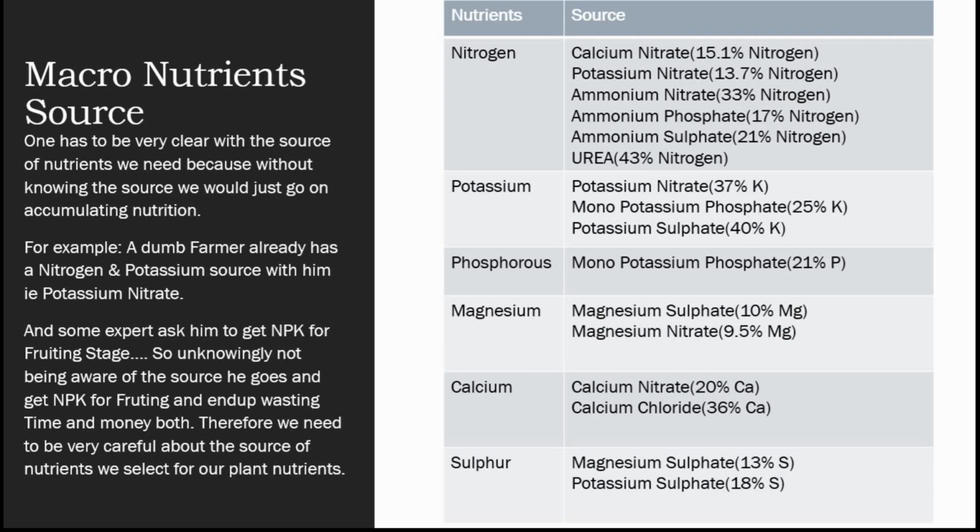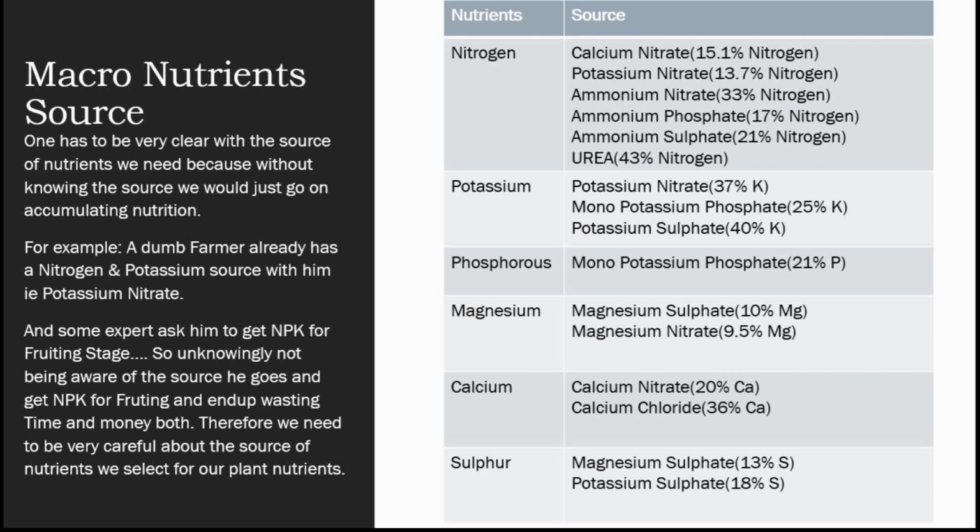Next comes potassium. Its sources are potassium nitrate, which has 37% potassium, monopotassium phosphate, which has 25% potassium, and potassium sulfate, which has 40% potassium. Next comes phosphorus. The source is monopotassium phosphate, which has 21% phosphorus. Then comes magnesium. The sources of magnesium are magnesium sulfate and magnesium nitrate. Both are almost the same, that is 10 and 9.5% magnesium.